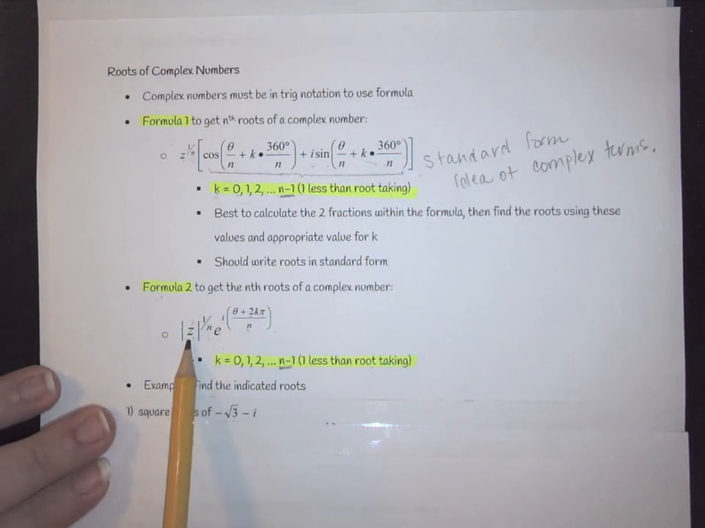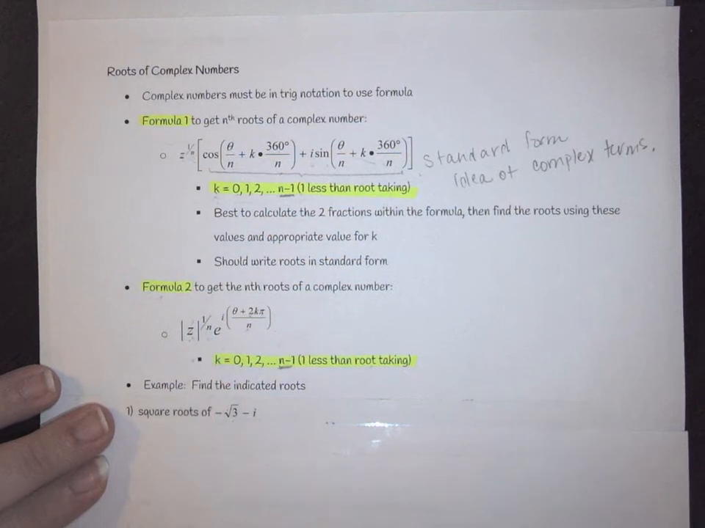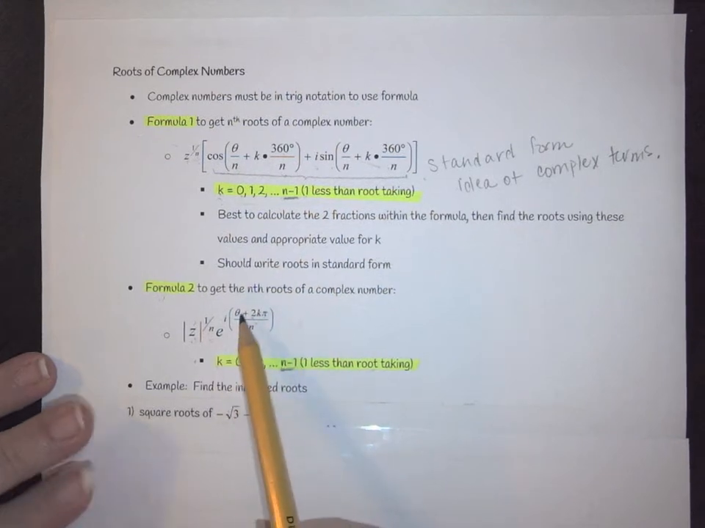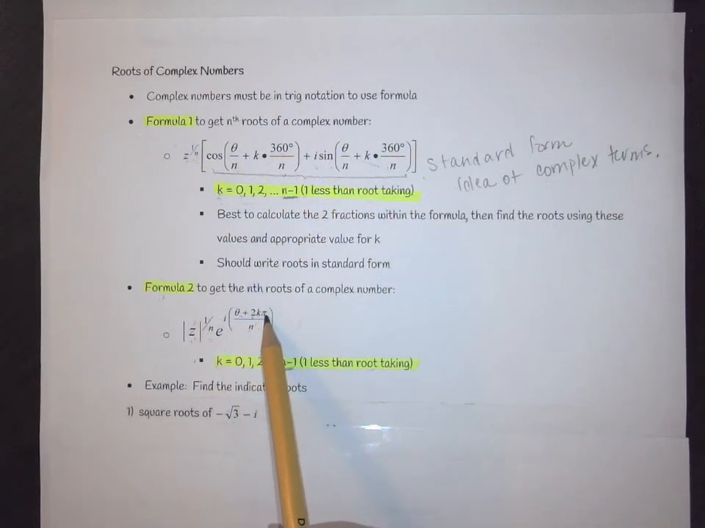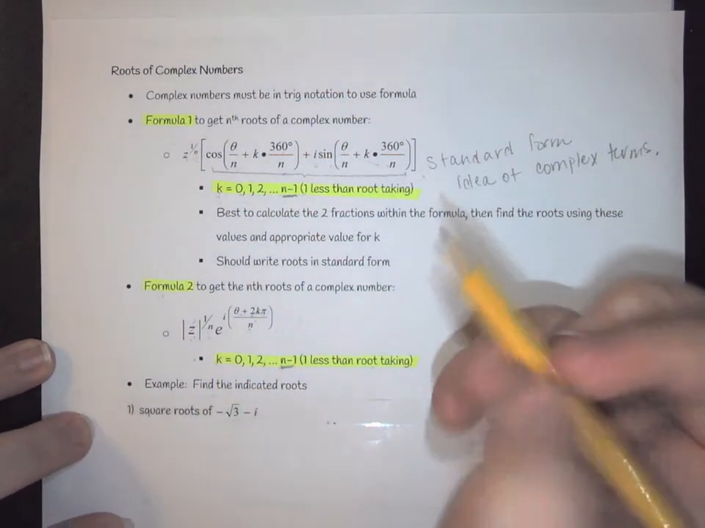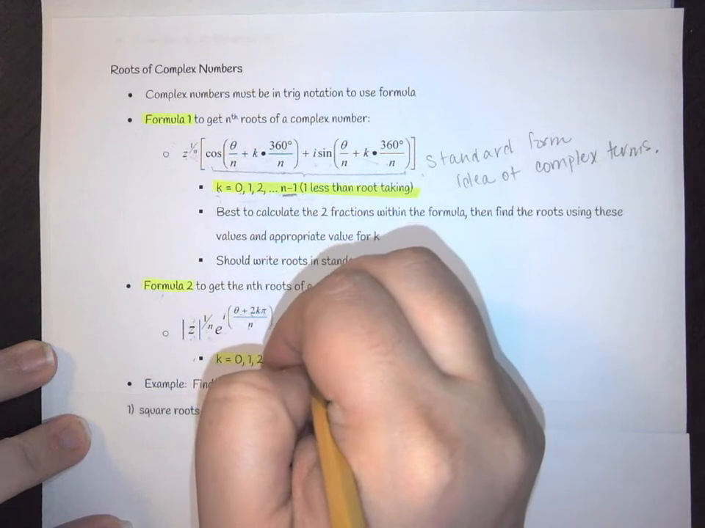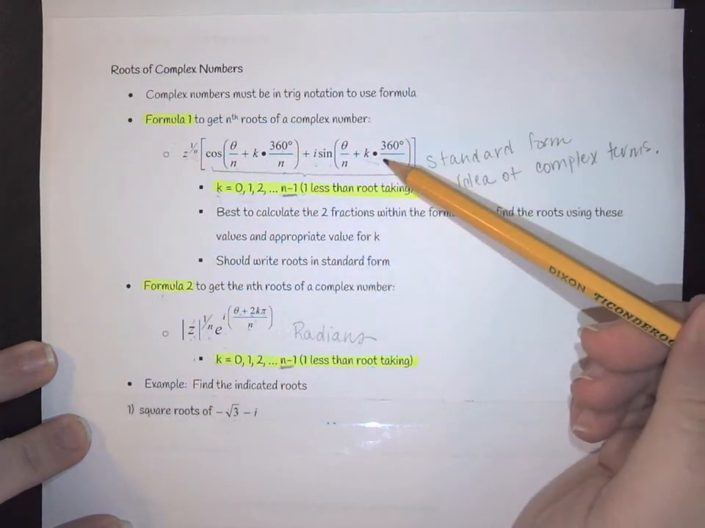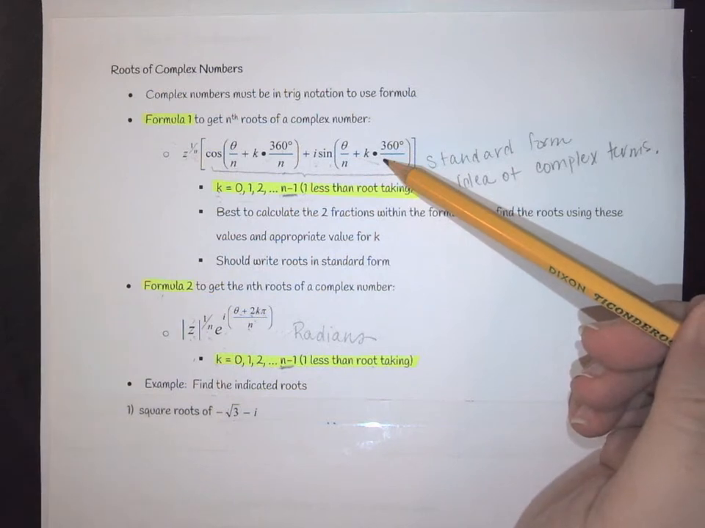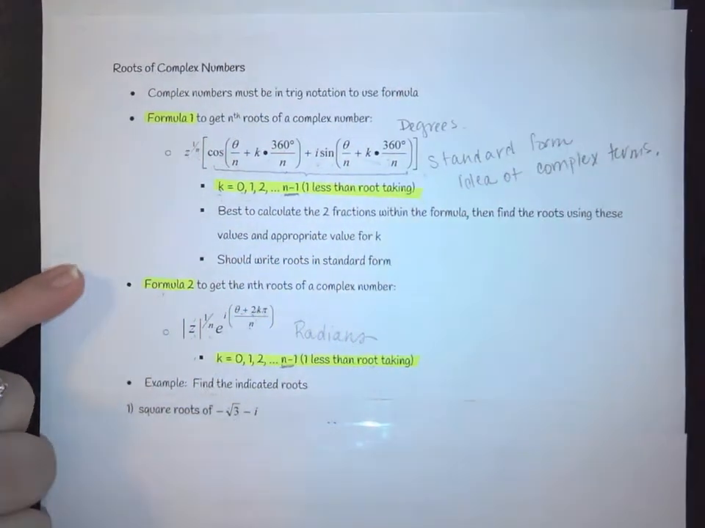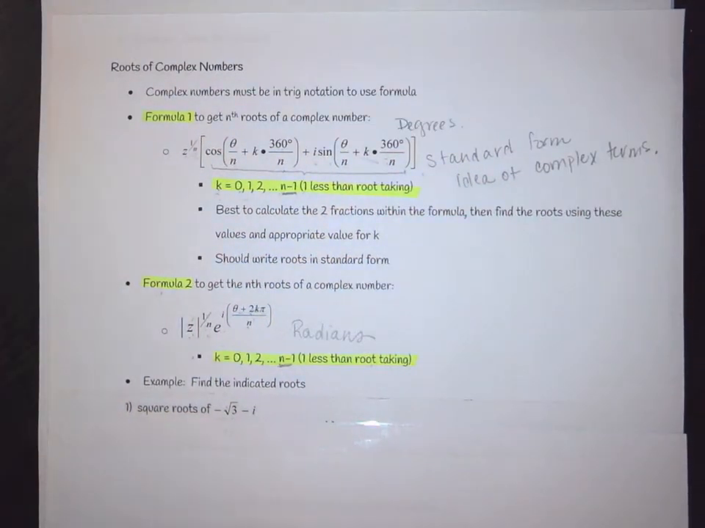Euler's method, where we have the magnitude of z to the 1 over n. Again, it's the same thing. n is your root. And then we have a form of Euler's idea, where we have the angle plus 2k pi. And what you have to notice here is that the Euler's idea is going to deal with radians, whereas your standard form idea is working more with your degrees.